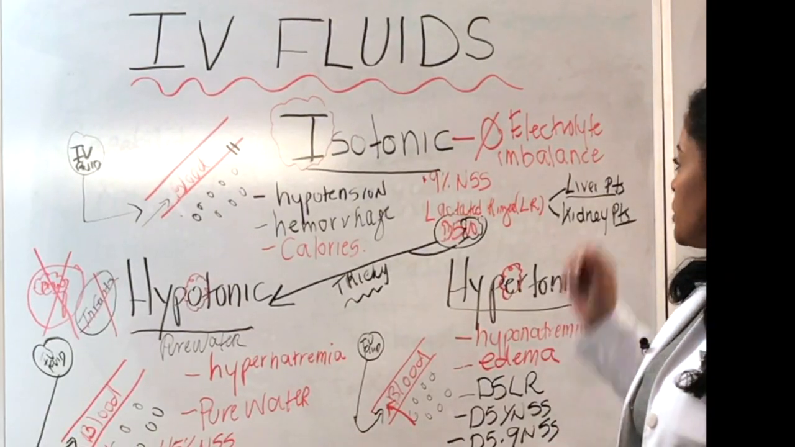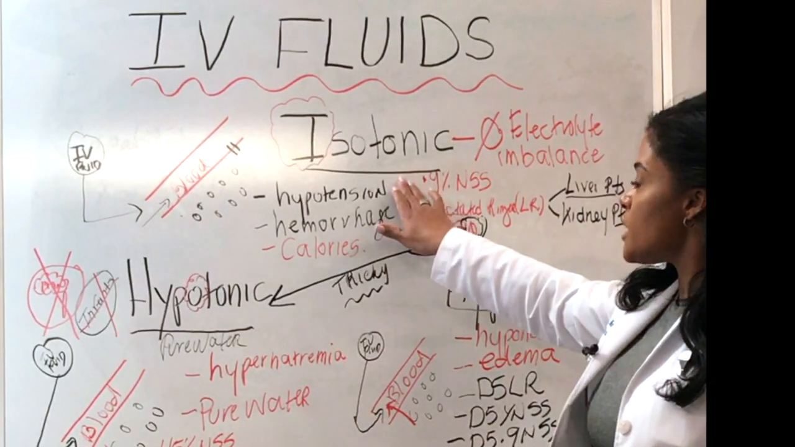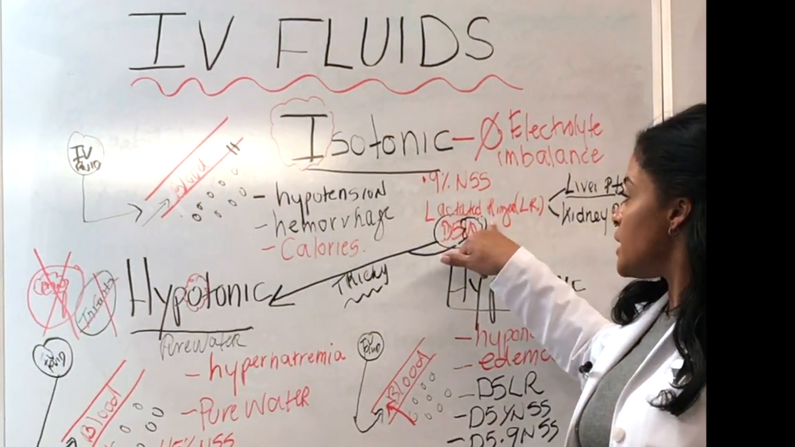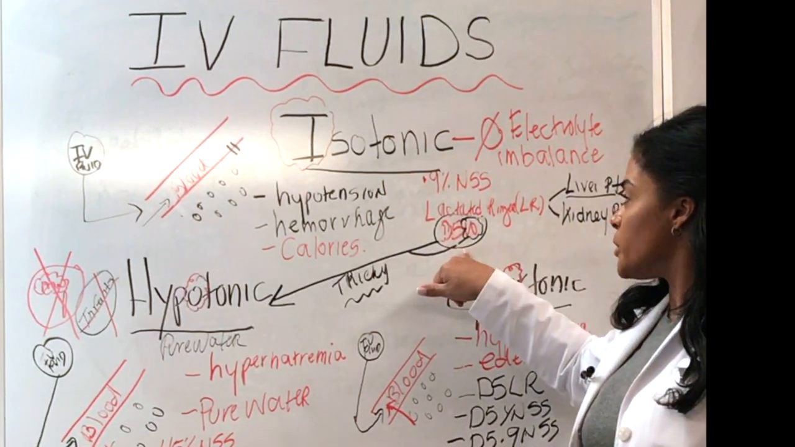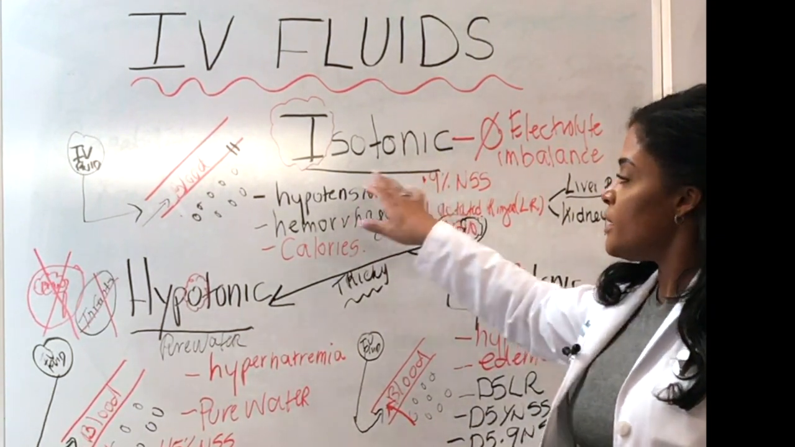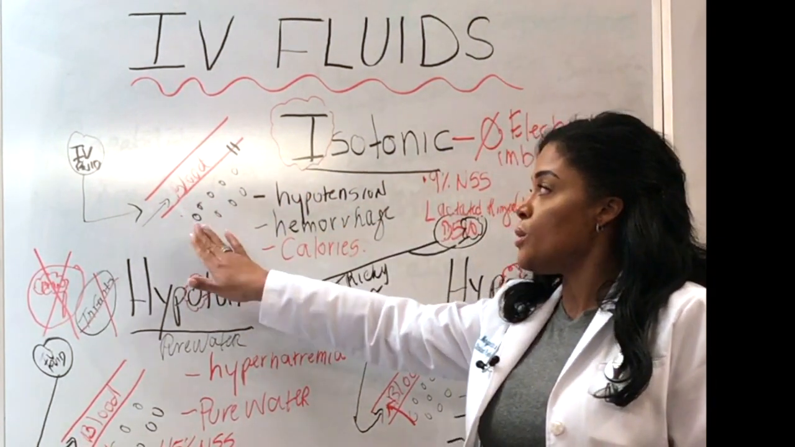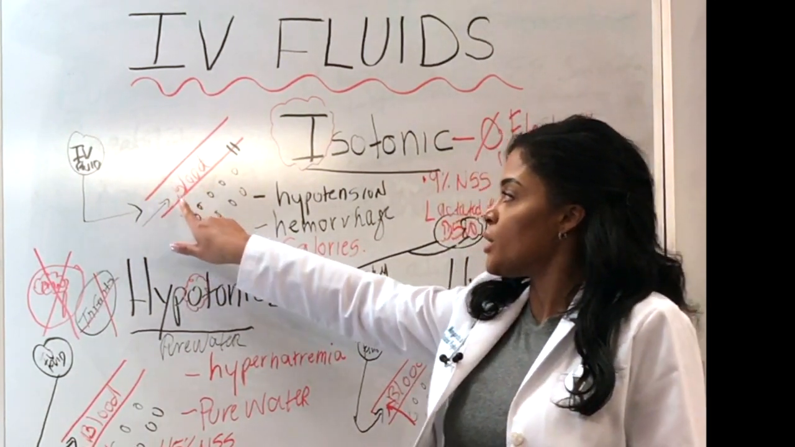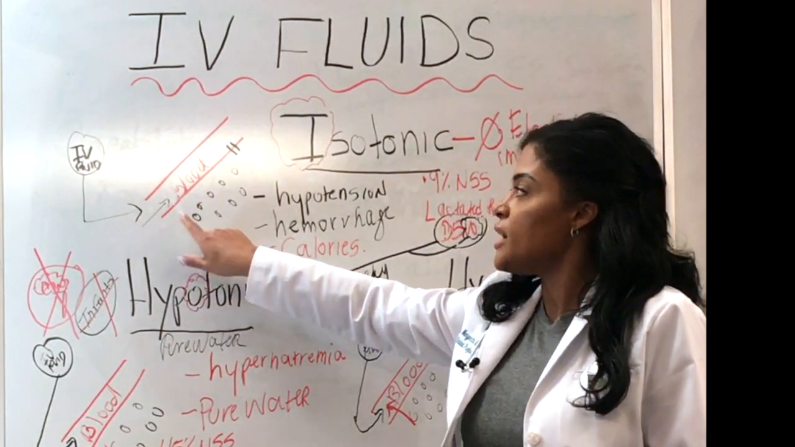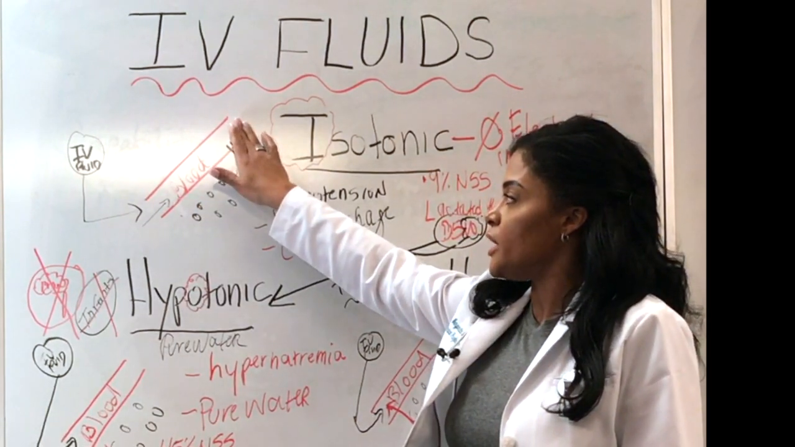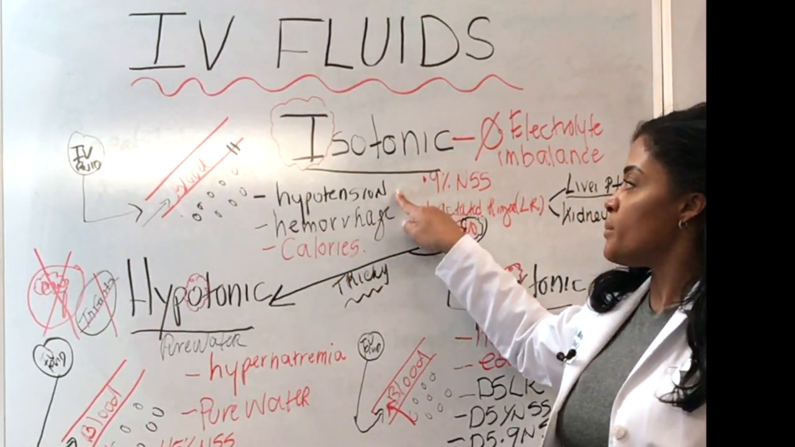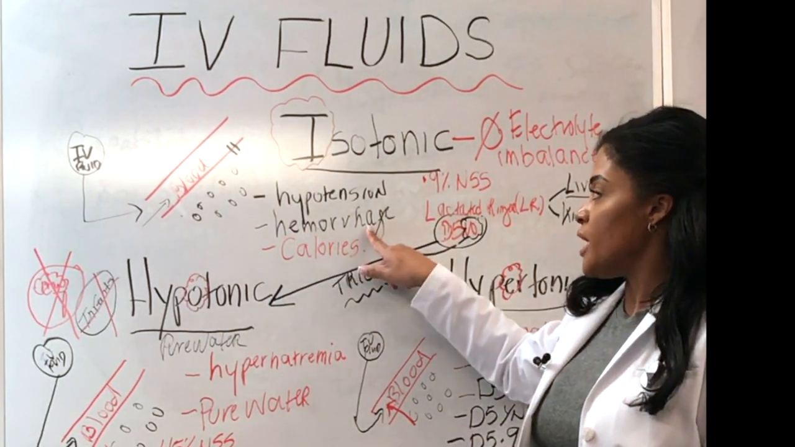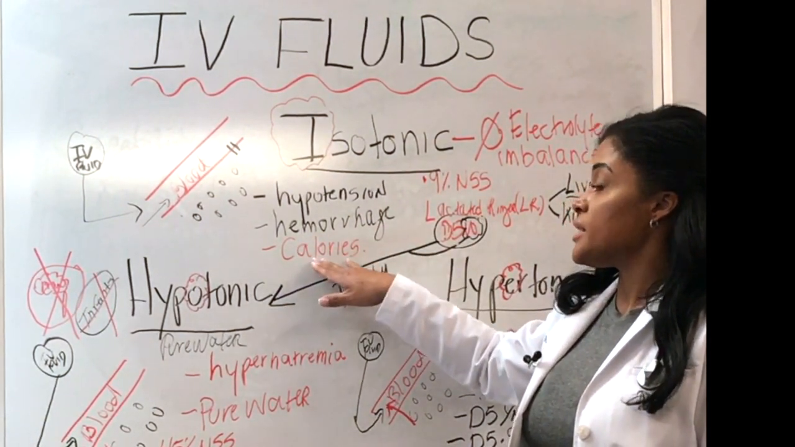So just to review, isotonic fluids include 0.9 normal saline, lactated ringers, and D5W. This is given to patients that have no electrolyte imbalance. So there is no shift from here, from the blood into the tissues. It is just to maintain circulating volume. For example, if somebody has low blood pressure, hypotension, is going through a hemorrhage, and it also provides calories.